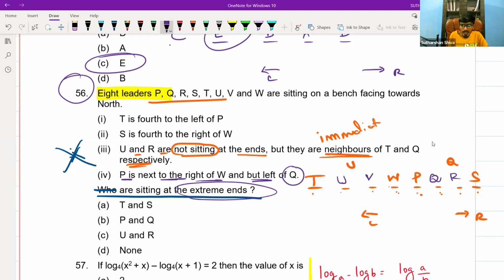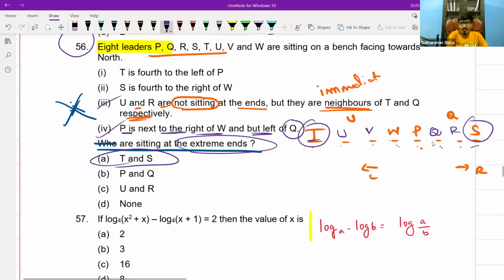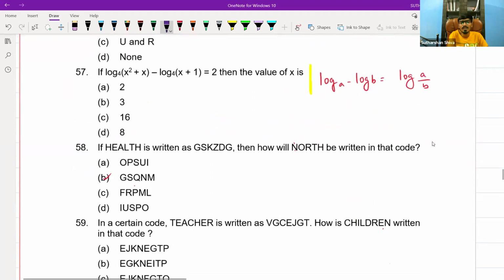Who is sitting at 2 extreme ends? T and S. Very simple. Don't do it by studying all this. Suppose if you get something, you can directly go with option A because T is done, S is done. But for some clarification purpose, we need to write.